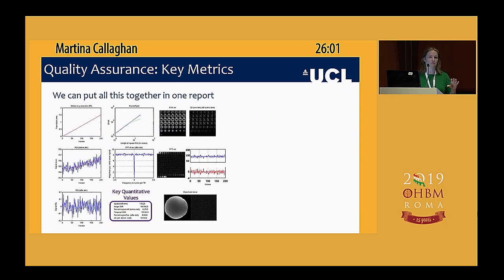So we can put all of these different measures together in one report. So this is the type of output that we look at routinely. And when I say routinely, this is every week on every system that we have on every coil. So we really want to just stay on top of it and make sure that everything is exactly as it ought to be. And you get these key quantitative values, which I show you at the bottom here, which sort of summarize what's going on. But of course, you need to look at everything and interpret it all together as one.